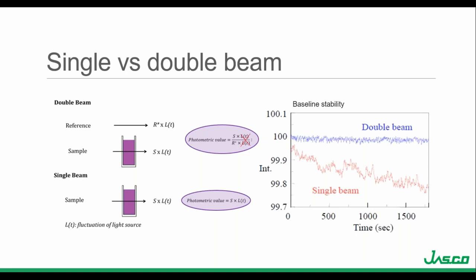These fluctuations are visualized in the figure on the right, which depicts the light intensity as a function of time for a single beam and double beam instrument, shown in red and blue, respectively. You can see that as time progresses, the signal intensity in the single beam instrument begins to decrease, while the double beam spectra provides a constant light intensity throughout the entire time.